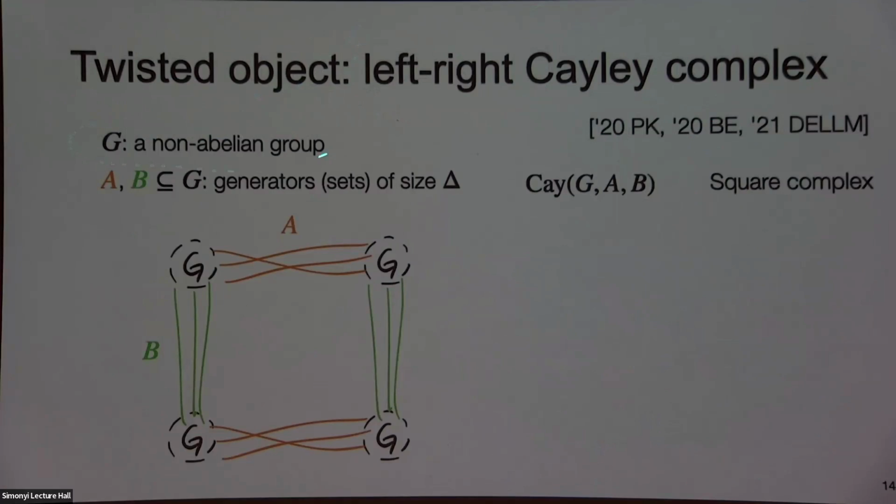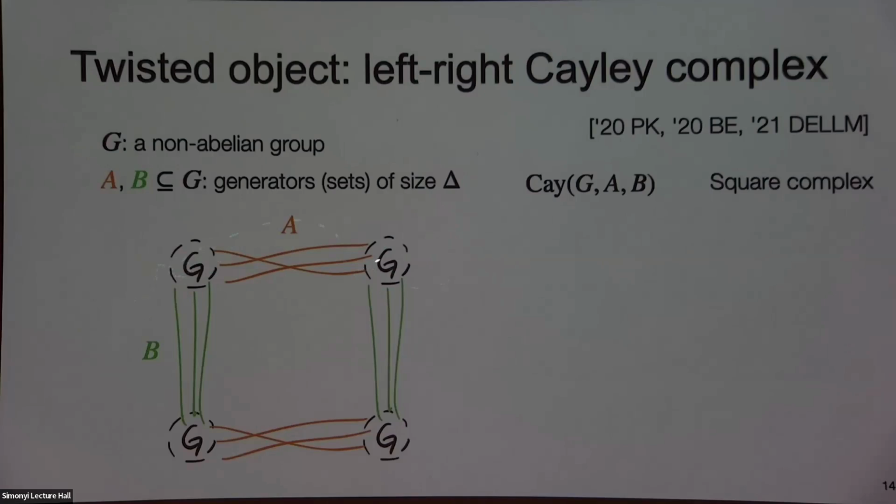So what we do here is we take a non-abelian group and then two sets of generators of size delta. Delta is some constant, while G is a family that will grow to infinity. And what we do is construct something similar to a Cayley graph.